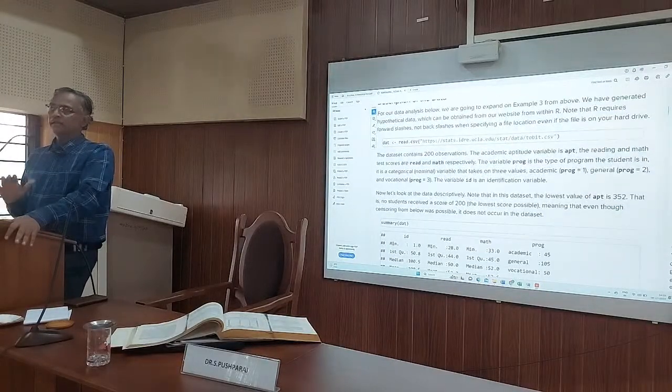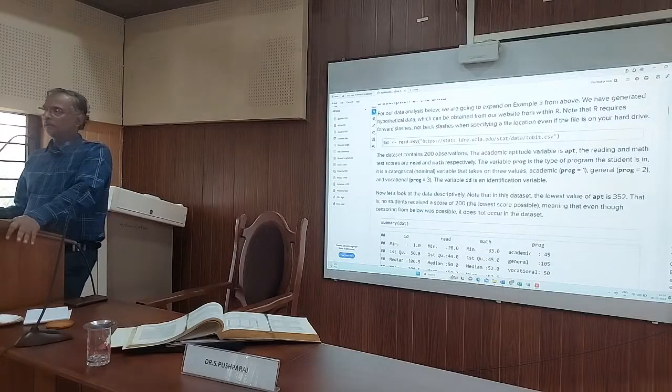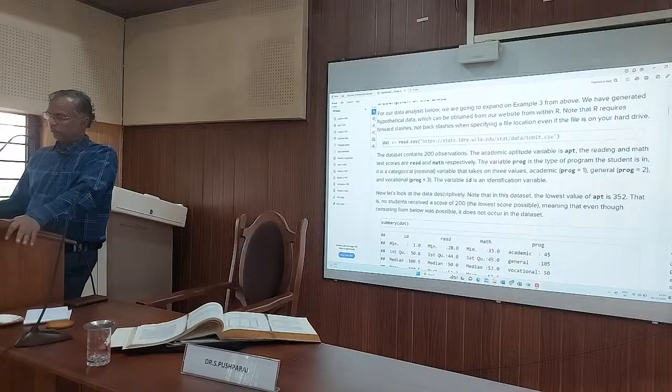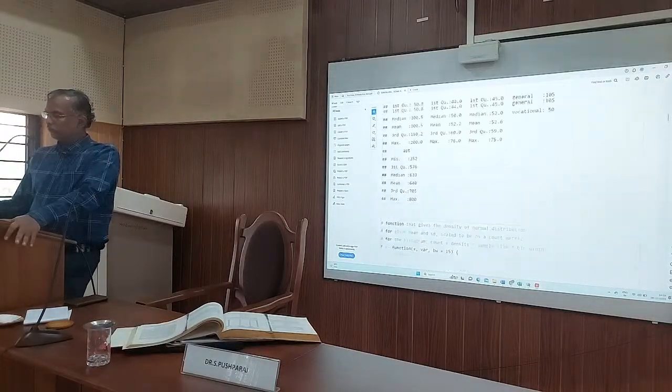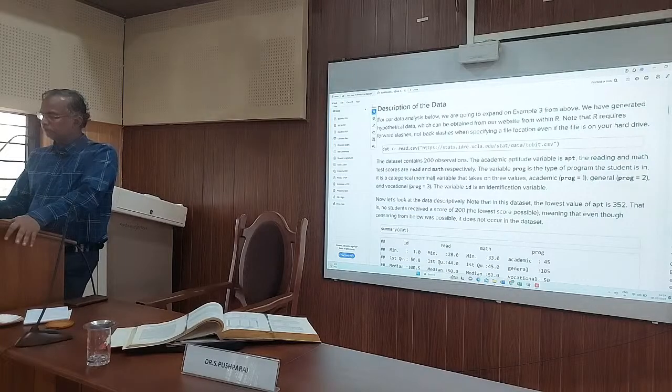Okay, this is not a linear model. This is an MLE model, a maximum likelihood estimation model, so a non-linear regression model. So we are going to take one case here.